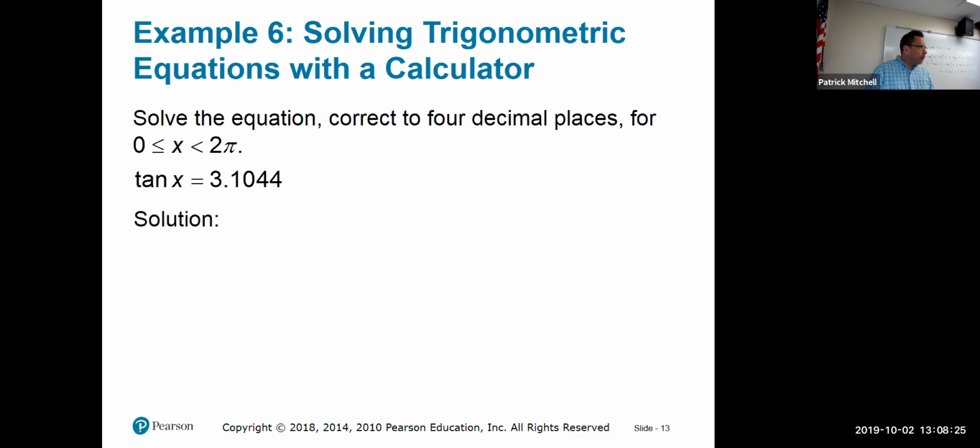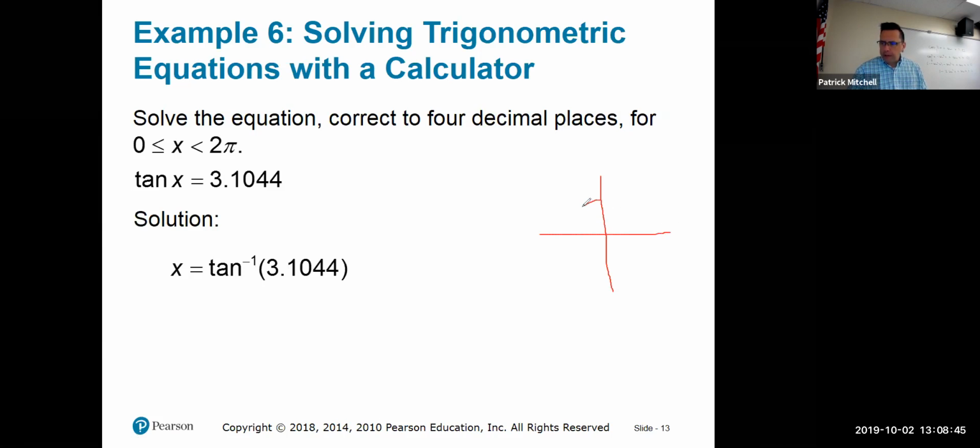One of those solutions, just one of them, will be the inverse tangent of 3.1044. Now let me draw you a picture before I switch over to the calculator. On the unit circle, there are 2 quadrants in which the tangent is positive. This has come up a couple of other times today. One of them is quadrant 1. And then there will be a corresponding angle in quadrant 3.